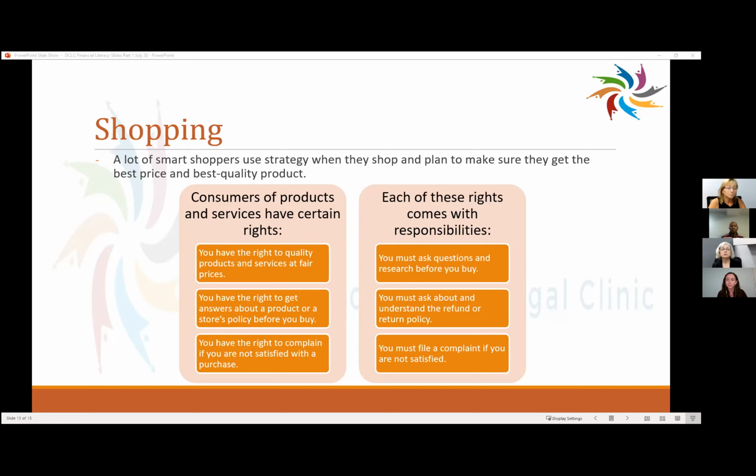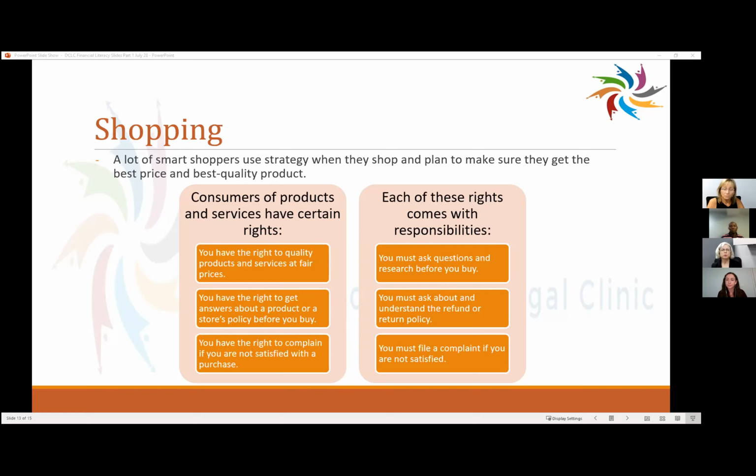Keep your receipts. Keeping your receipts can be helpful for many reasons. You should check your receipt to make sure you were not overcharged or charged for something you didn't buy. Reviewing your receipts is also a good way to keep track of your expenses. Remember, income, money coming in, expenses, money going out. Also, most stores require a receipt for a refund, return, or exchange.